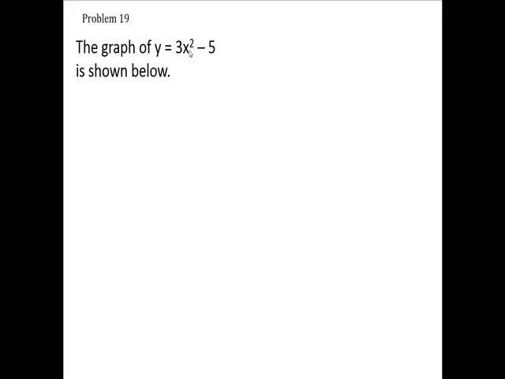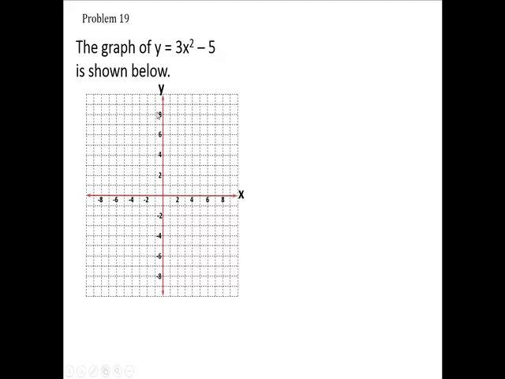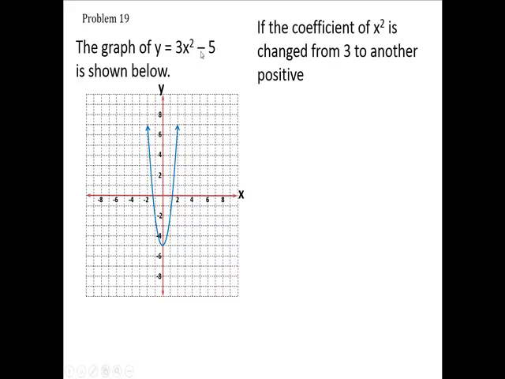The graph of y equals 3x squared minus 5 is shown below. So here is a parabola, and if x is 0, then you have 3 times 0 times 0 is 0, and y is minus 5. So it goes to the point (0, -5) here. There's the vertex.